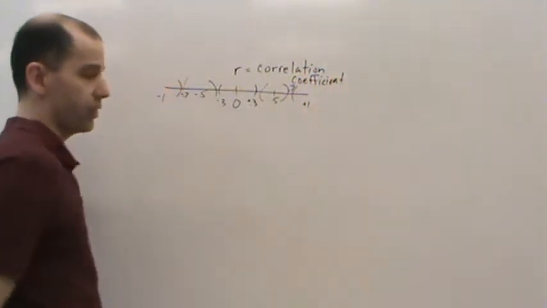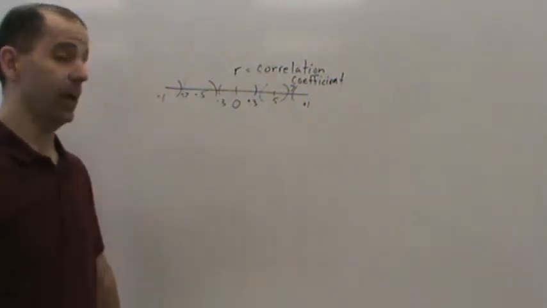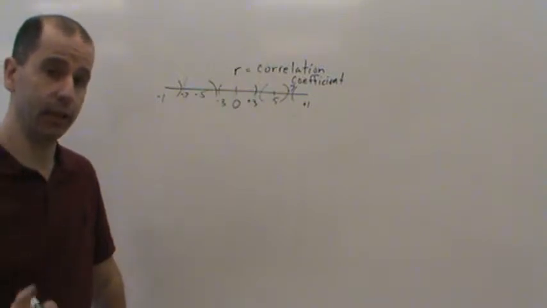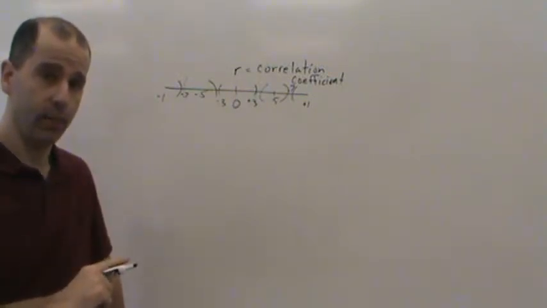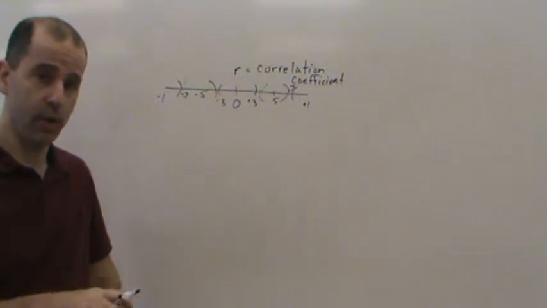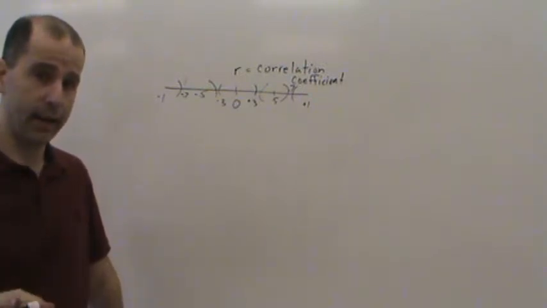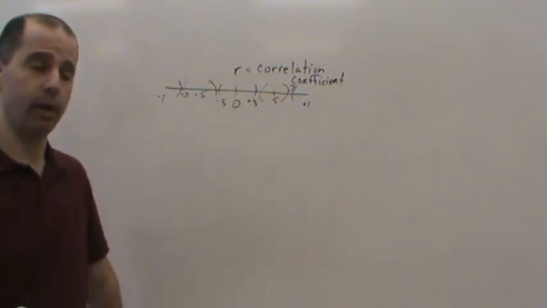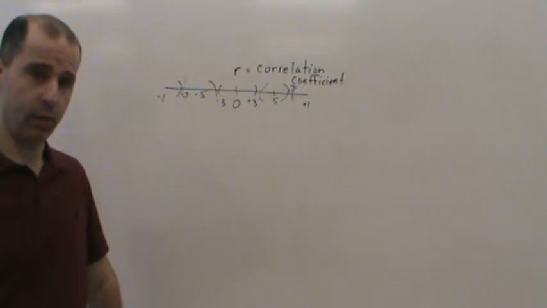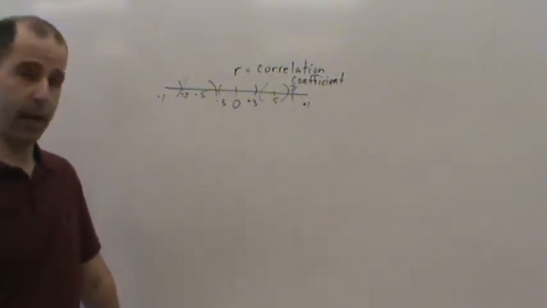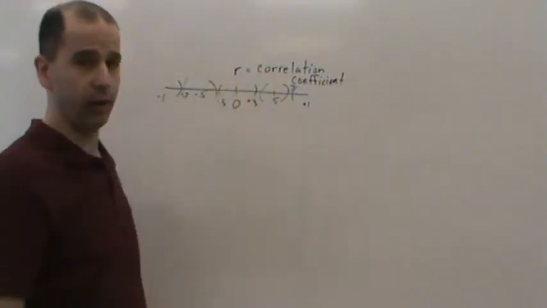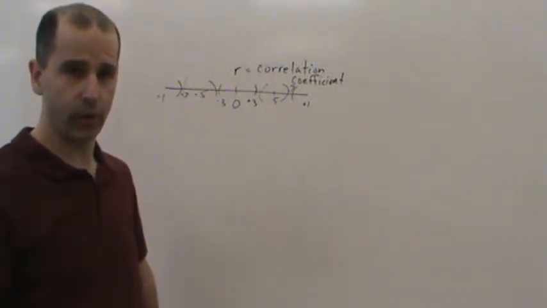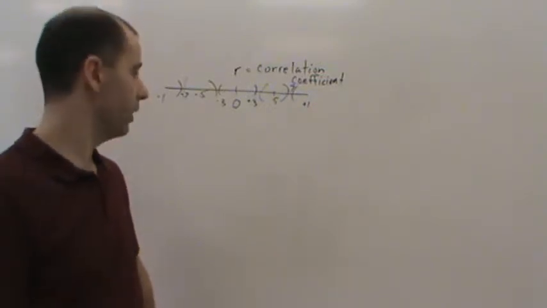So it measures the strength of the relationship. In fact, it only measures the strength of the linear relationship. So R only measures linear relationships. It cannot be used for nonlinear curves, nonlinear patterns, or nonlinear relationships. Keep that in mind. If you were to calculate R on a nonlinear relationship, it would be very close to 0, and that should make sense.